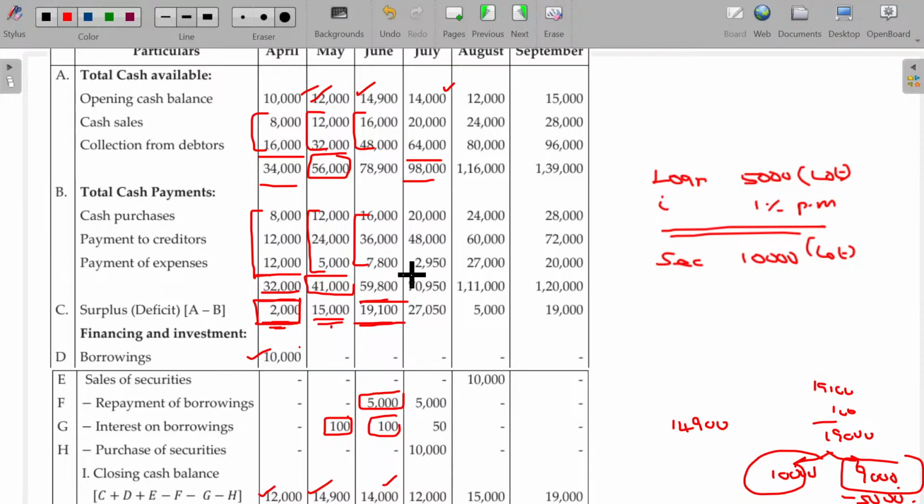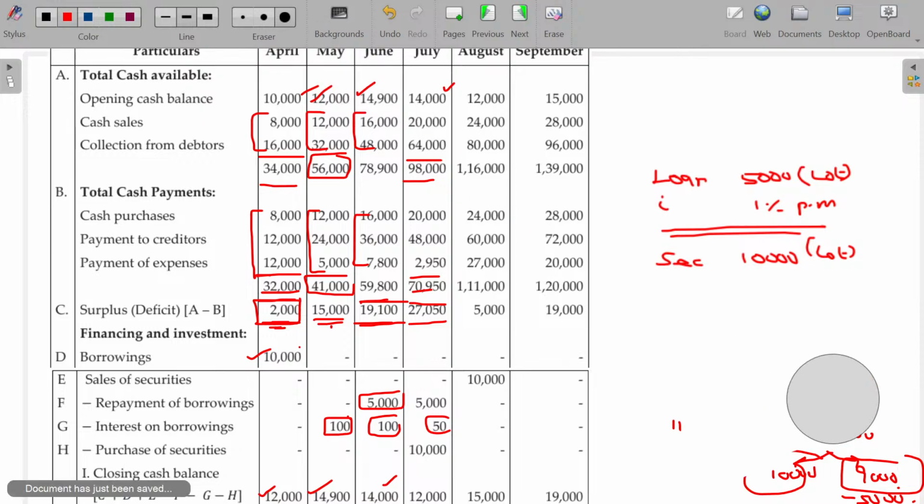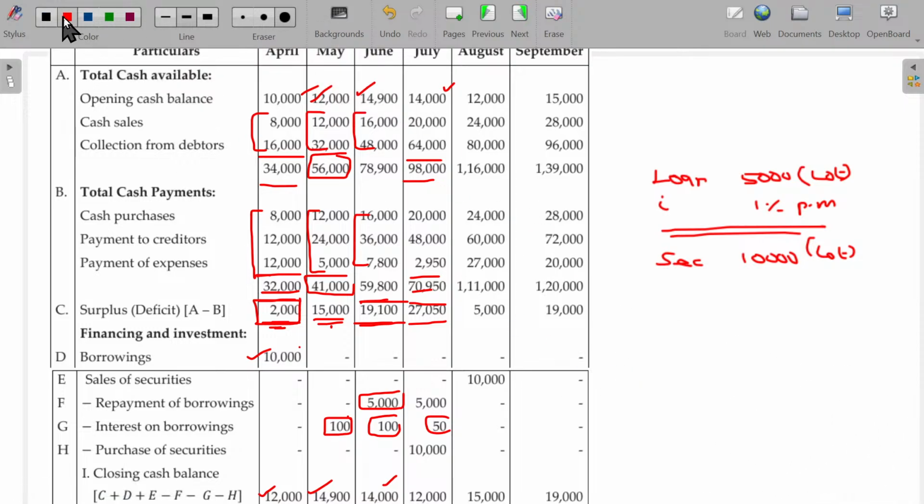With that, add the receipts and payments. You now have 27,050. Now, how many borrowings do you still have? One borrowing of 5,000 rupees. For that, interest is payable. For this month, July, you have 27,050. Out of that, interest of 50 rupees has gone and balance 27,000 is there. Minimum requirement being 10,000, you have to maintain that, and you have 17,000 surplus.